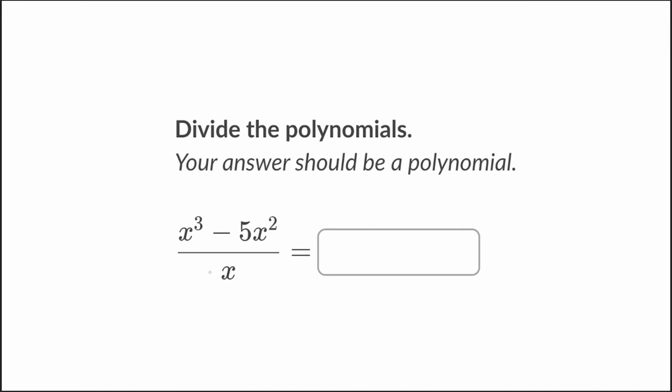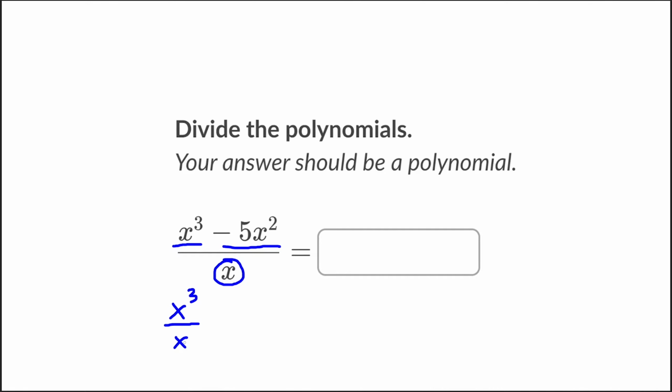So what was the trick that we used last time? We're going to divide each term in the numerator, so x cubed and negative 5x squared, and we're going to divide it by our denominator. So not too bad. Let's go ahead and try it again. So we're going to first write our numerator, the first term, and divide it by our denominator.